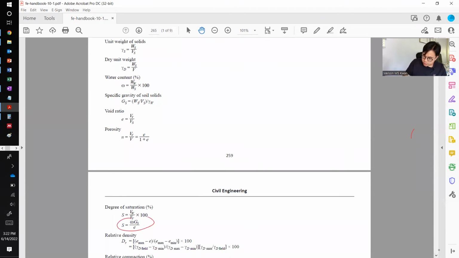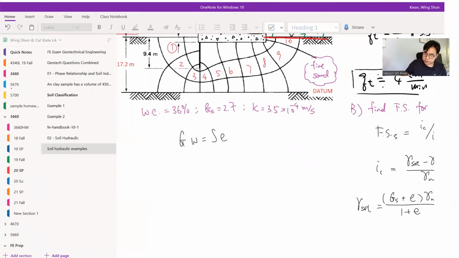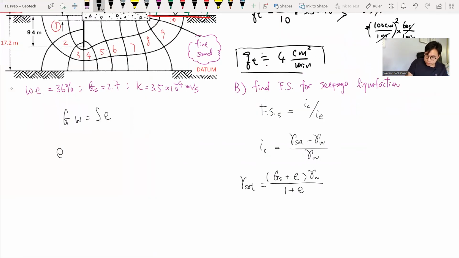Which is these equations here. And we plug in the information. So our void ratio equals the G sub S, which is 2.7, times our water content, which is 36%, divided by the saturation, fully saturated, so it equals 1. And our void ratio is 0.972.